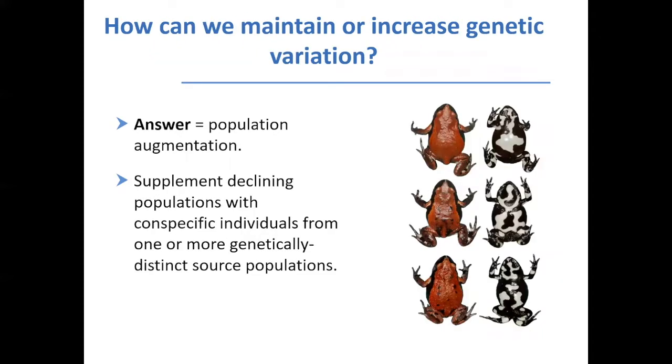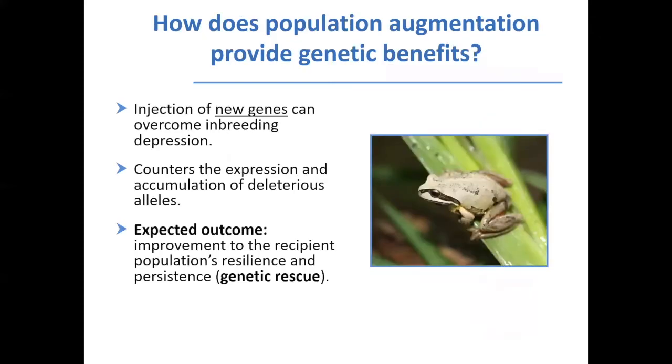So just how do we maintain or increase genetic variation in declining populations? Arguably, the simplest way to achieve this is through population augmentation. Population augmentation, also referred to as supplementation or restoration, involves supplementing a declining population with conspecific individuals from one or more genetically distinct source populations.